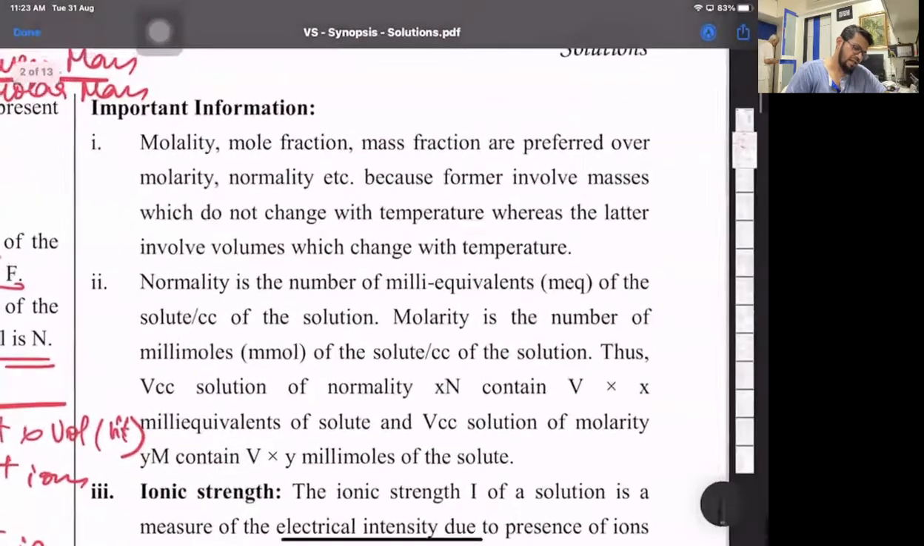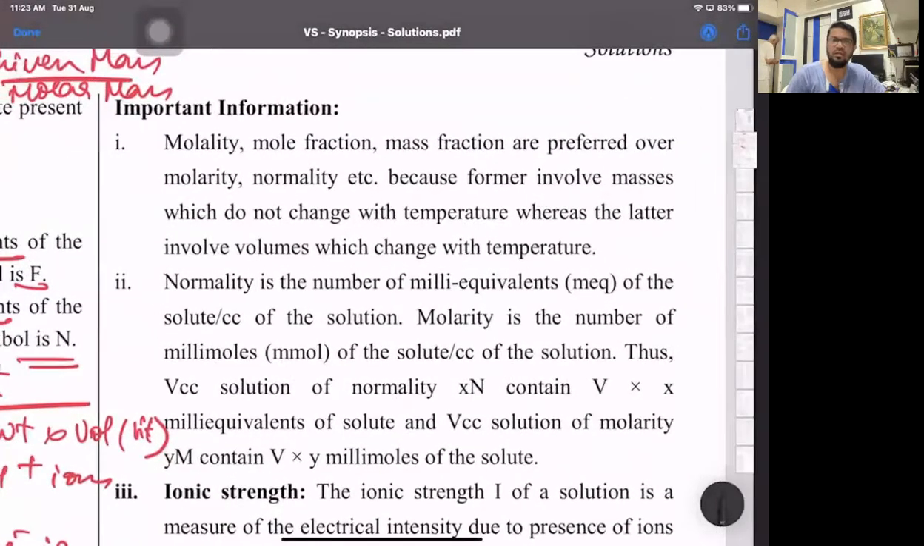Now these are basically pieces of information over here. Observe this. Molality, mole fraction, and mass fraction are preferred over normality and molarity. The answer is simple. Molality, mole fraction, and mass fraction are independent of volume, whereas molarity and normality depend on volume. So they do not change with temperature.